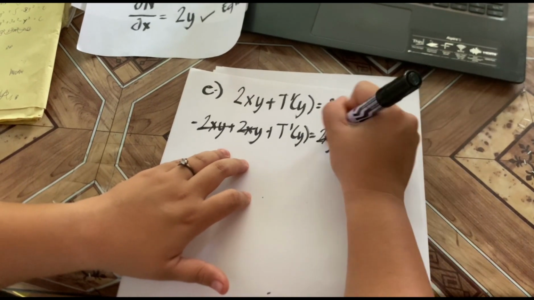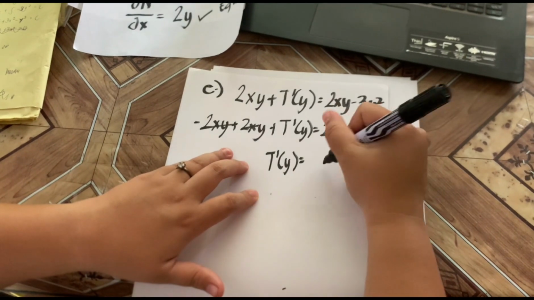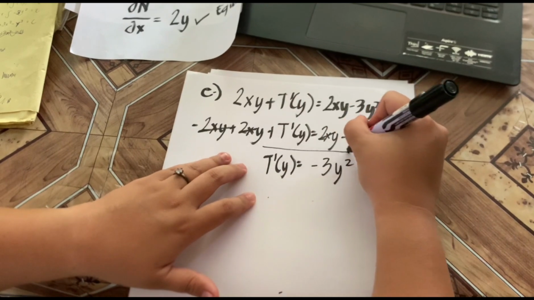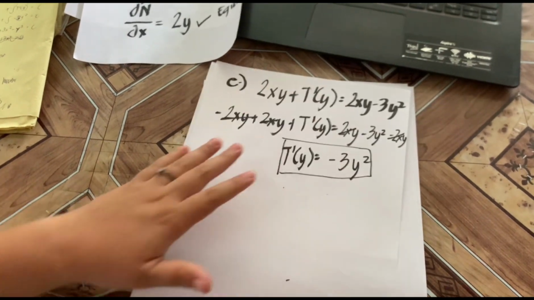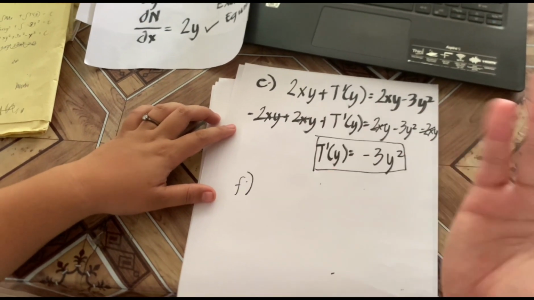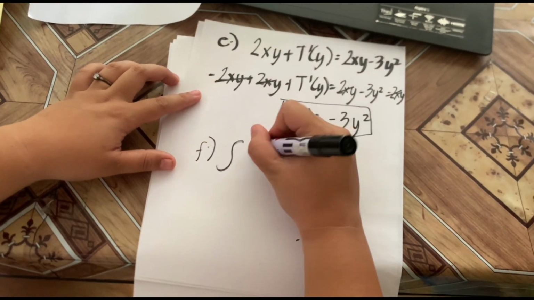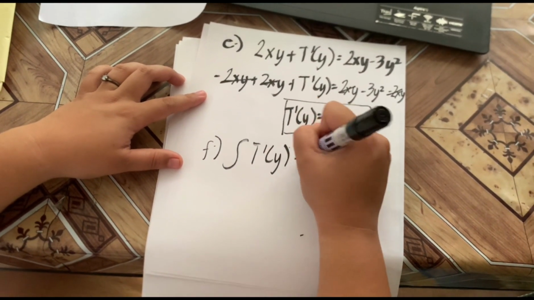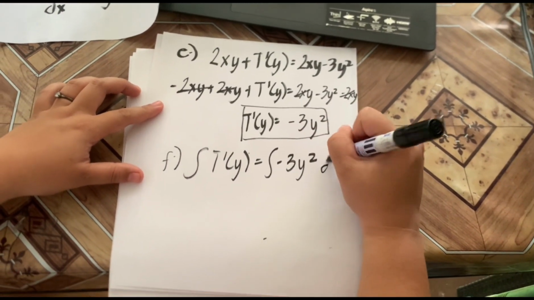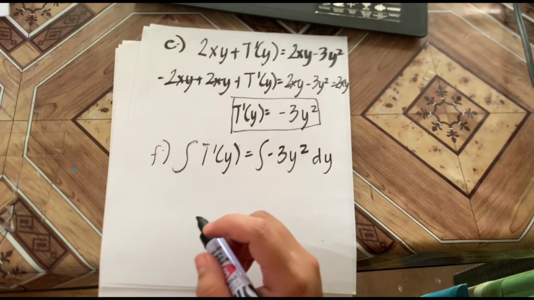So we can now have T prime of y is equals to negative 3y squared. Next step would be integrating the equation with respect to y. So this one, we are going to integrate T prime of y is equals to negative 3y squared dy. Next would be the answer.